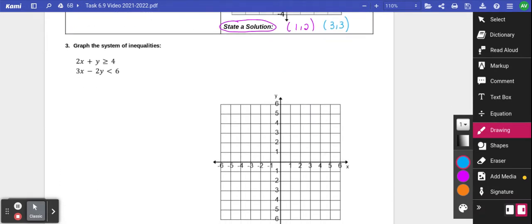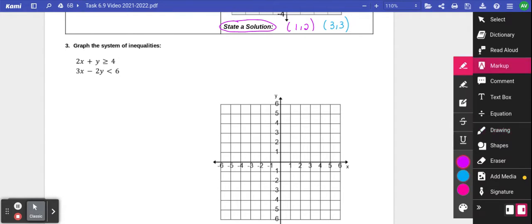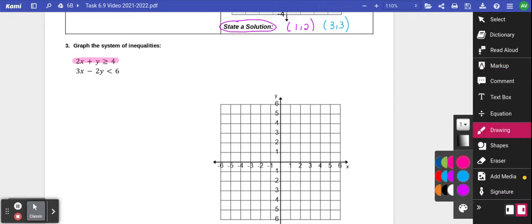Let's try another example so you can see it one more time. If you want to solve this system, that means you have to graph these both separately and look for where the shaded parts of the graph overlap each other. So if I graph this first line, I'm going to start by finding the x and the y-intercept. The X-intercept is the place where y is 0, and the Y-intercept is the place where x is 0.